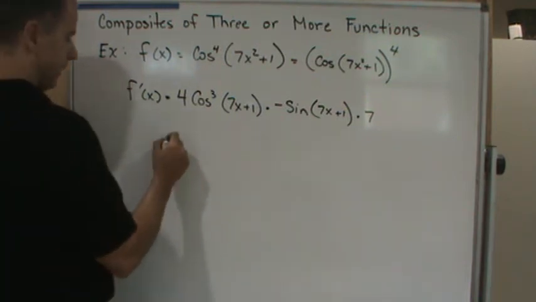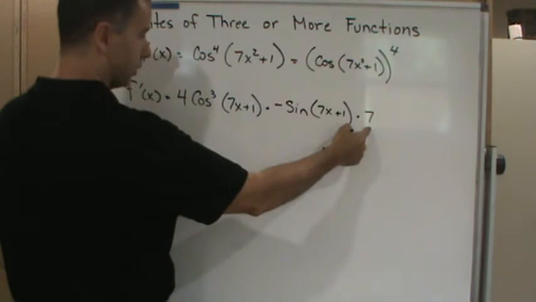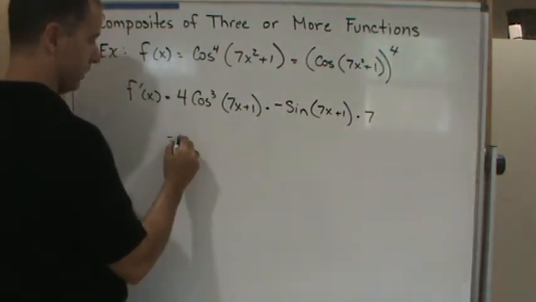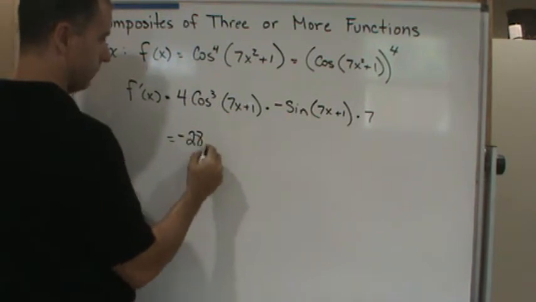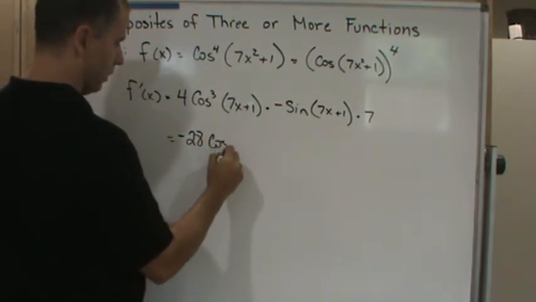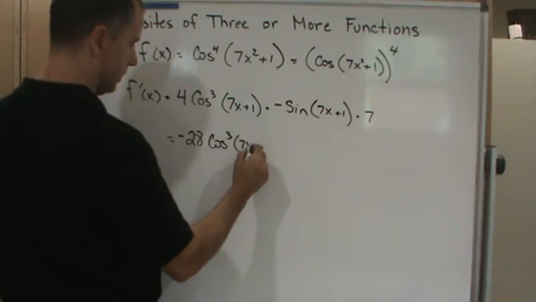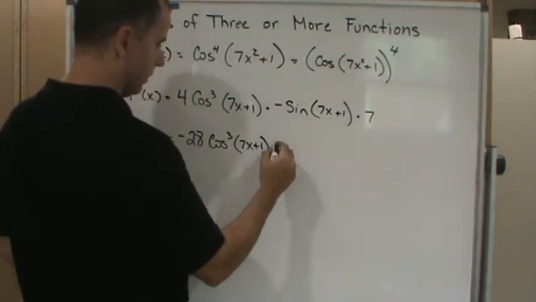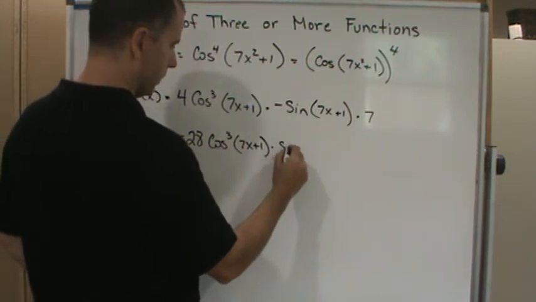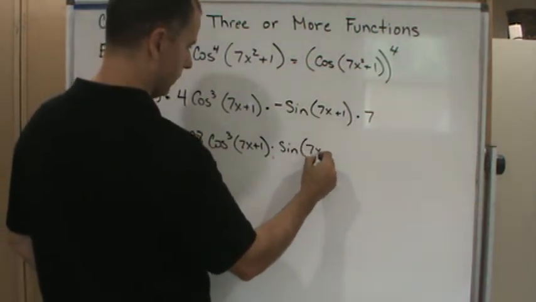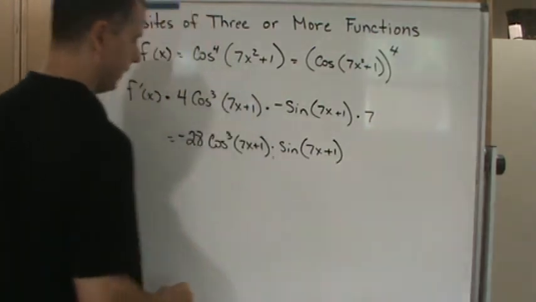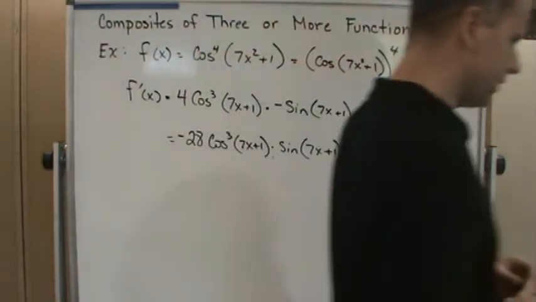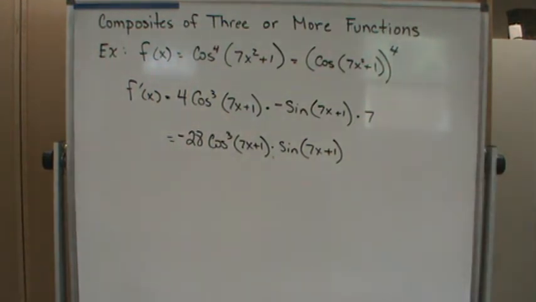So if I simplify this, then I just multiply the 7 and the 4 and take the negative 1. So this is going to be negative 28. And then, of course, cosine cubed 7x plus 1 times sine 7x plus 1. And that's where I stop.